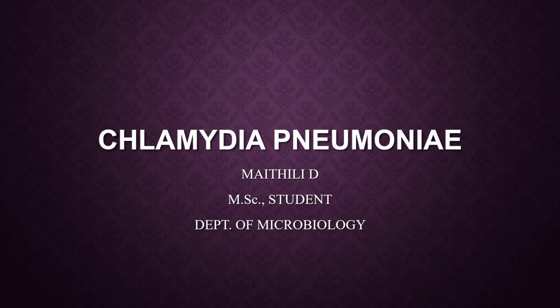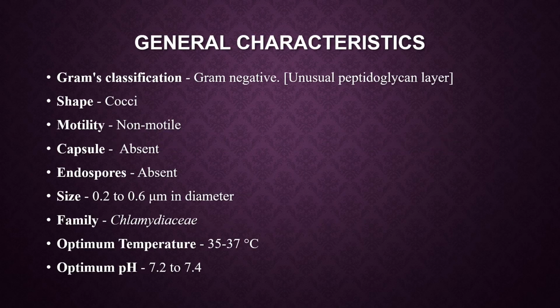Let's see about Chlamydia pneumoniae. General characteristics about Chlamydia pneumoniae. Gram's classification: Chlamydia pneumoniae is classified as gram-negative cocci. It lacks a peptidoglycan layer. Instead, it has lipopolysaccharides. Motility: non-motile in nature. Capsule and endospores are absent.